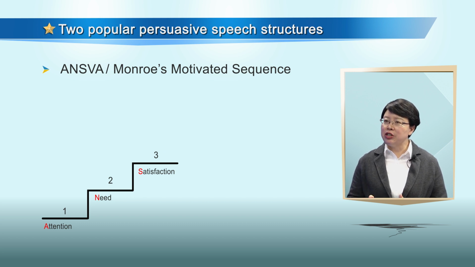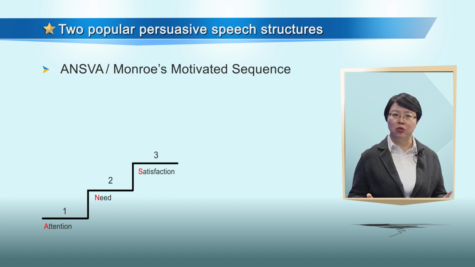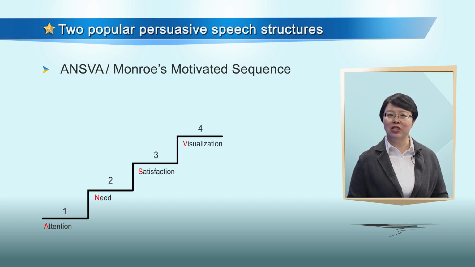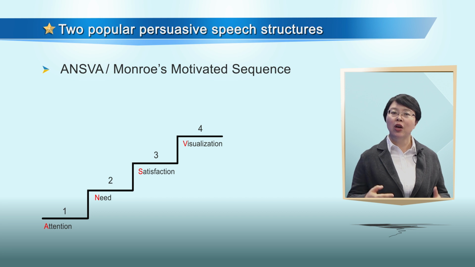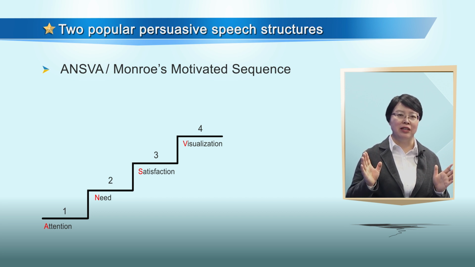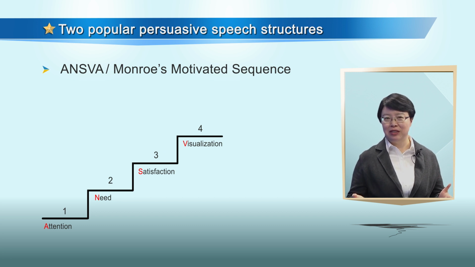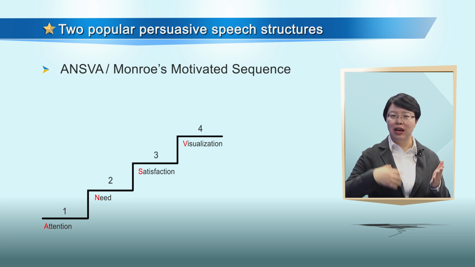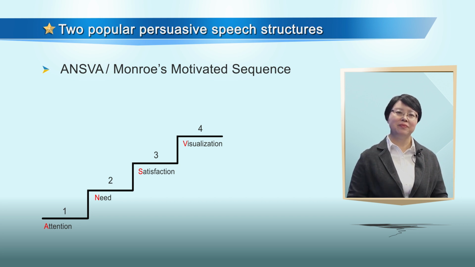So the satisfaction step actually explains the proposed solution to the audience, to satisfy their need to solve the problem. And fourth, visualization step. You give the audience a concrete idea of how the solution you propose will solve the problem. Have them literally visualize what it would be like to take part in the solution. So there's a before and after contrast.